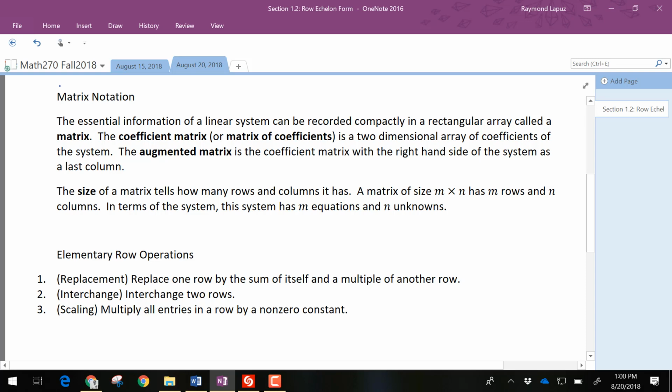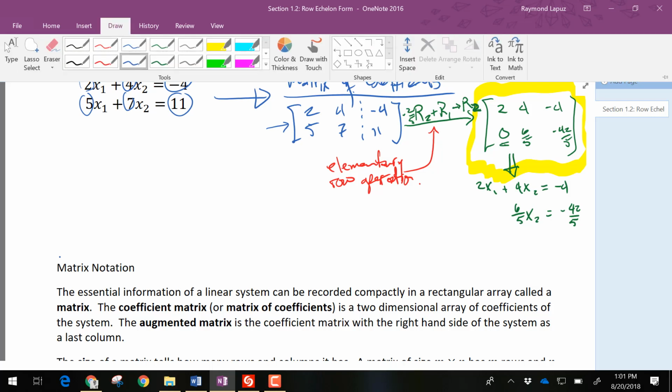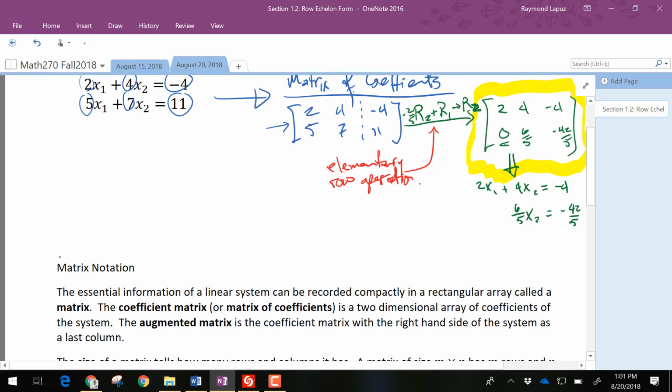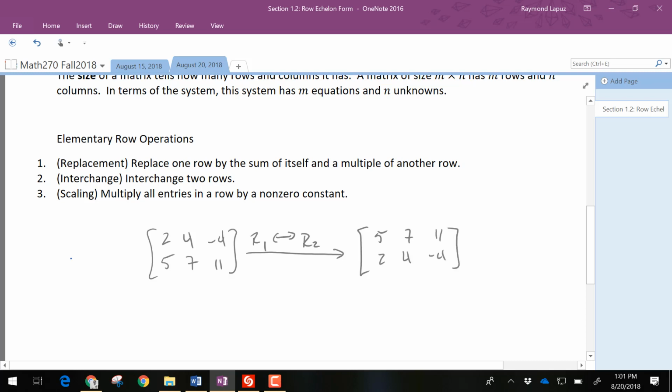Interchange means you switch the row. So our example here was, let's say this is our example. So another row operation, 2, 4, negative 4, 5, 7, 11. So we can interchange row 1 and row 2. And this is usually my notation for that. And all that's going to do is switch the two rows. 5, 7, 11, 2, 4, negative 4. So it seems pointless, but in some cases that might be an important move to do.